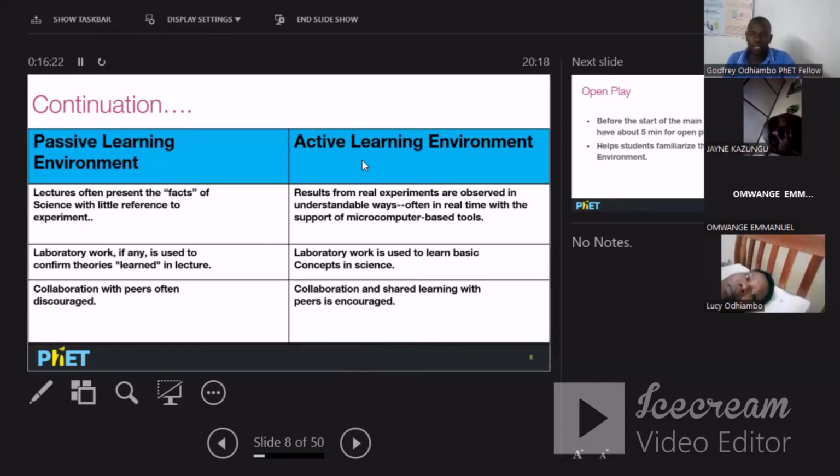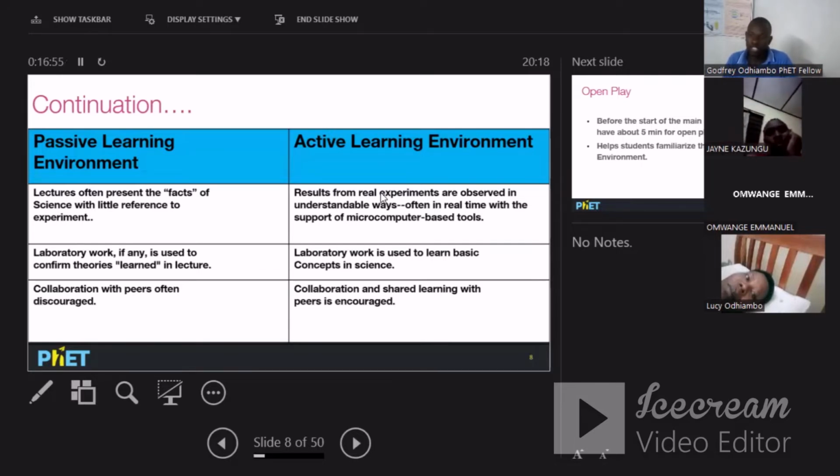While in an active learning environment, the results from real experiments are observed in understandable ways, often in real time, with the support of microcomputer-based tools like simulations, and in this case, PhET sims. The laboratory work is used to learn basic concepts in science. So the student is involved. There's collaboration and sharing of learning with peers.